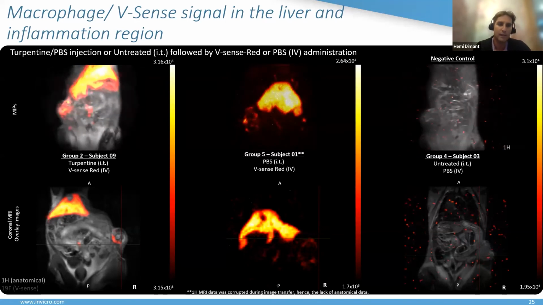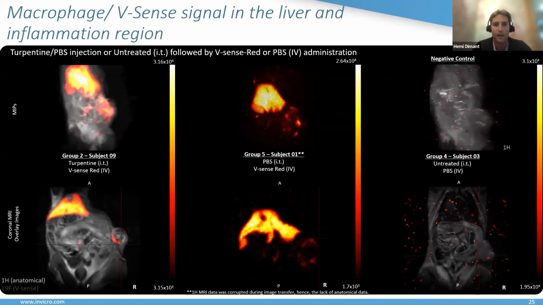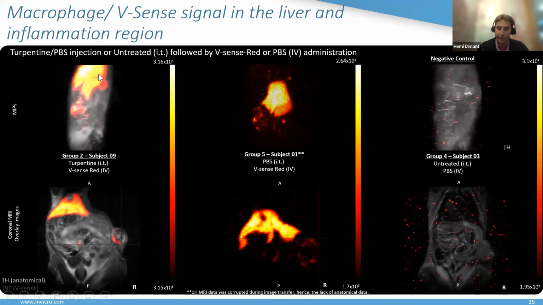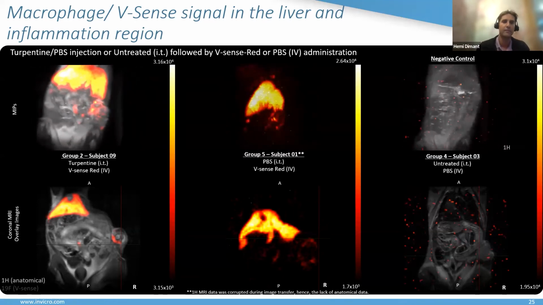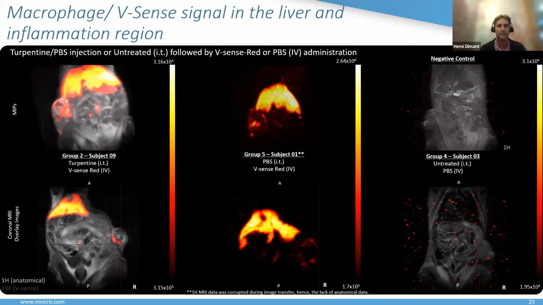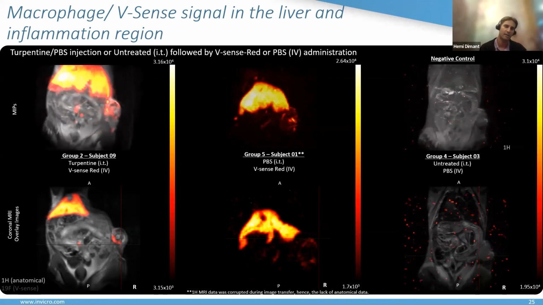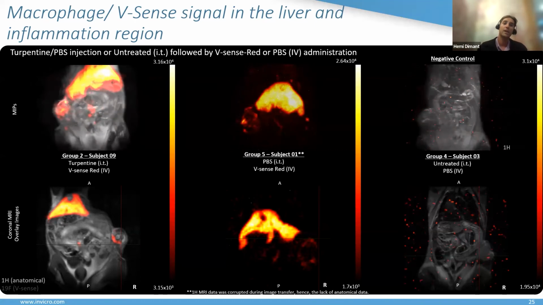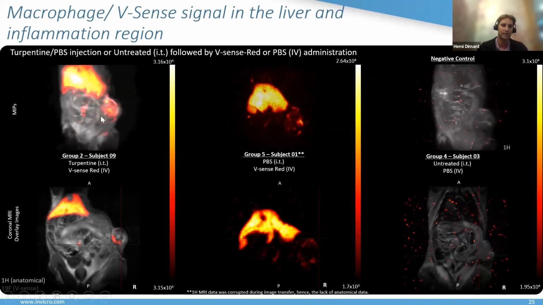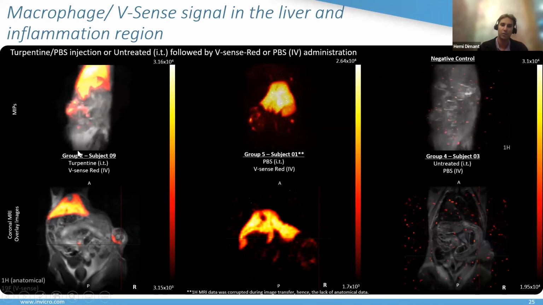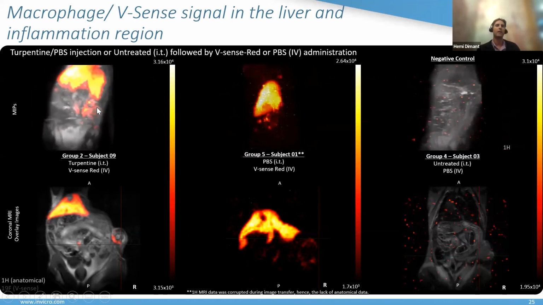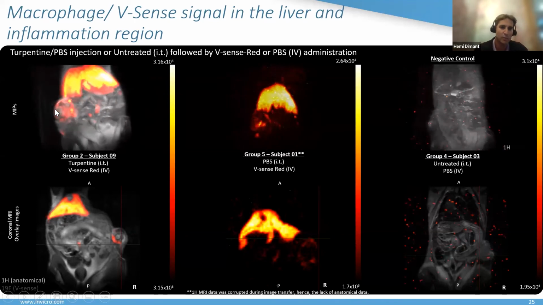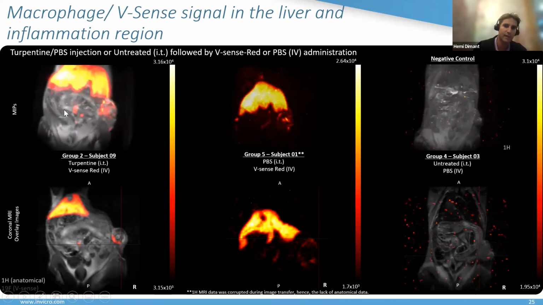So looking at the MR data, you're looking at a lot of uptake in the liver, which totally makes sense. There's a ton of macrophages and Kupffer cells in the liver, so they're uptaking the vSense, those nanoparticles, and residing in the liver. You are seeing tumor in the turpentine sample, the positive control sample. So these are obviously tumor-bearing animals. So you're looking at signal in the tumor in the turpentine, the positive control animal.